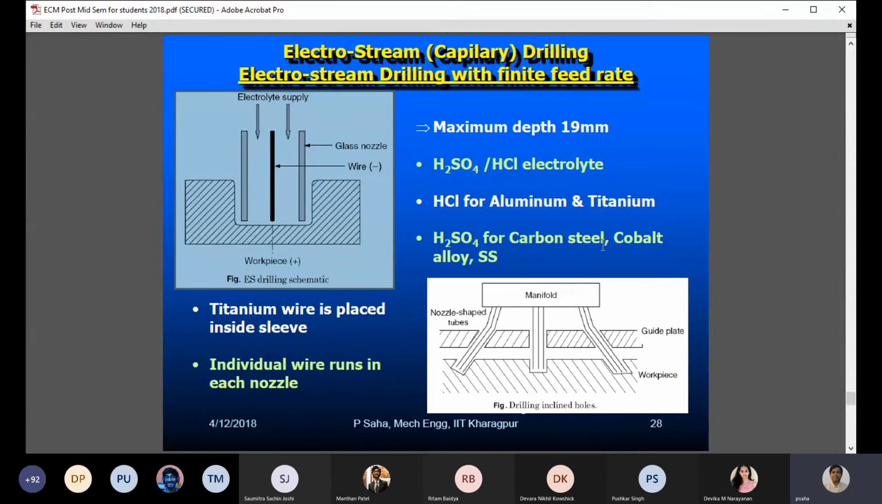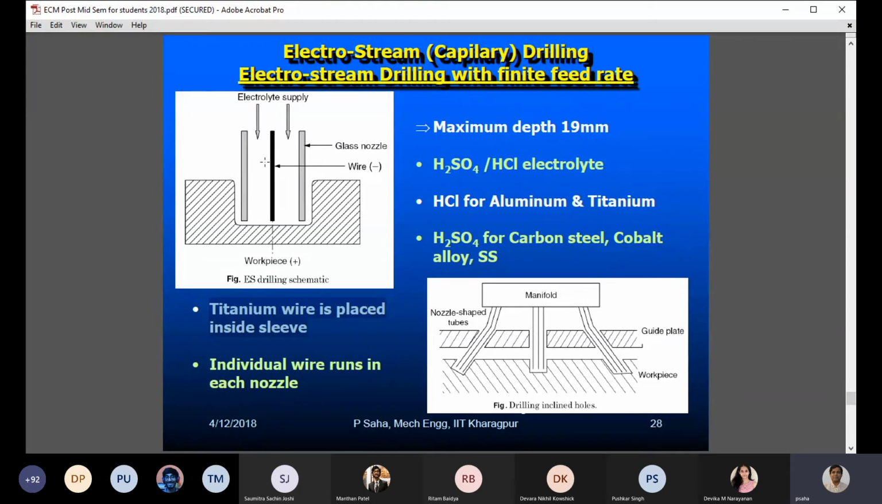Then we can have different cobalt-based alloys, and stainless steel. All these are for H2SO4. Other than platinum, we can also use titanium wire, because titanium also has very good corrosion properties. This is how we give the voltage, and the wire also moves with a finite feed rate. It will move towards the job as it machines, with some finite feed rate.